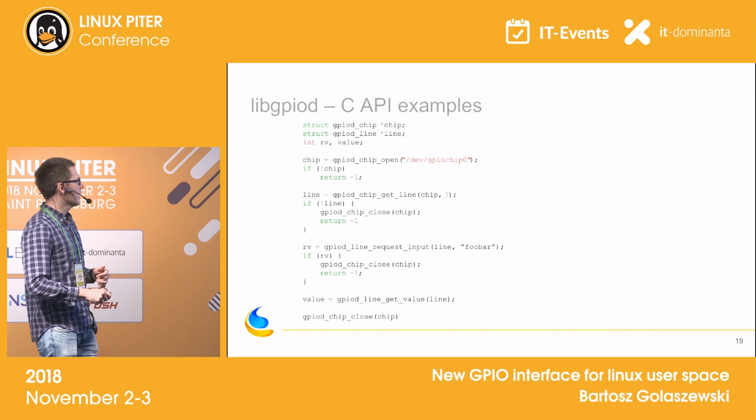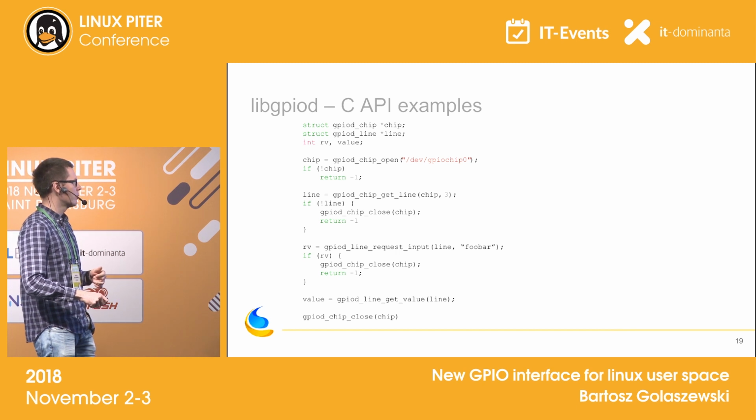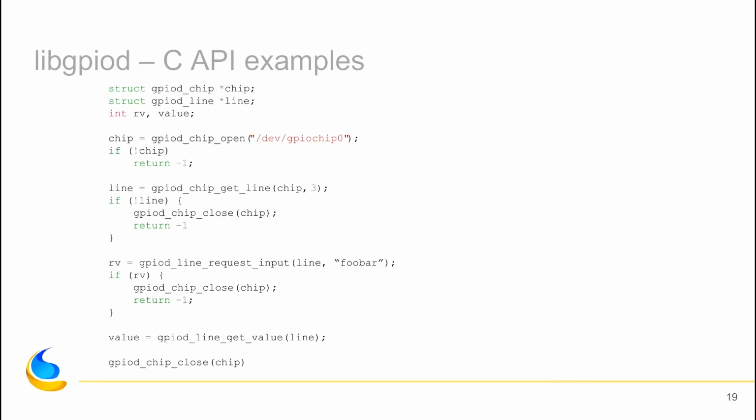This is just a quick example of how you use the C API. You open the chip, then you get the line at offset 3, then you request it for input, you tell the library what consumer you are, then you read the line value, and you close the chip. So it's 5 functions, in this case, which you use for reading the value of a single line.